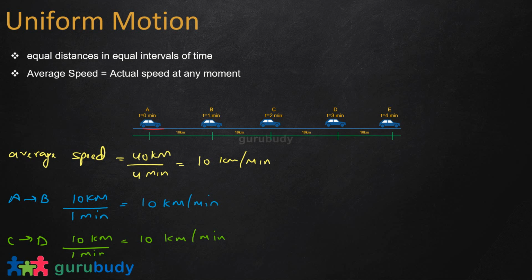One thing you would have noticed is that the average speed and the speed on any path I take are the same, 10 kilometers per minute. That's another characteristic of uniform motion: the average speed of the whole journey from A to E is the same as the speed at any moment. We have looked at a few examples. You can look at any distance in this whole journey and you will still find the same result.